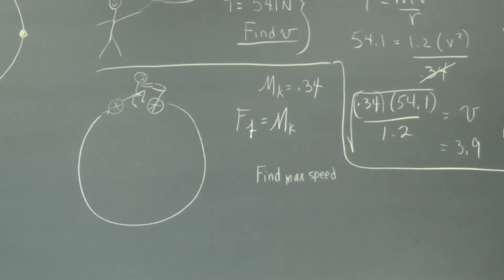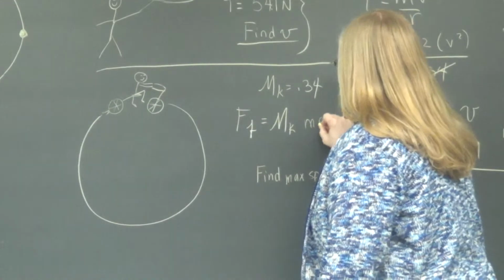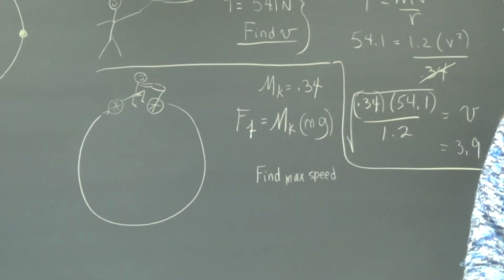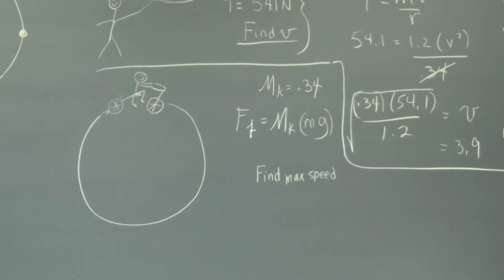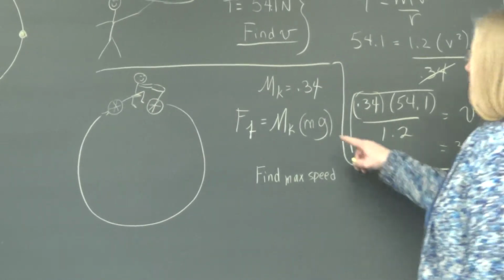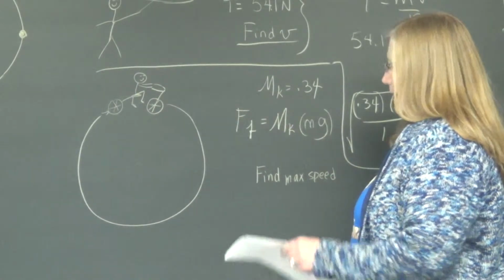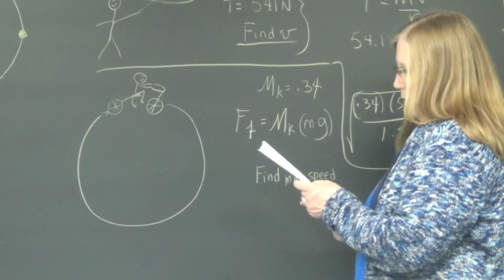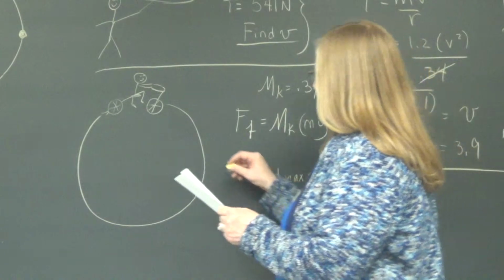Mg is for when we're on a flat surface. When we're on an inclined plane, that changes. But the force of friction, you have to remember, is MK mg, and MK is given. What else do I need to give you? I have to give you the radius of curvature.